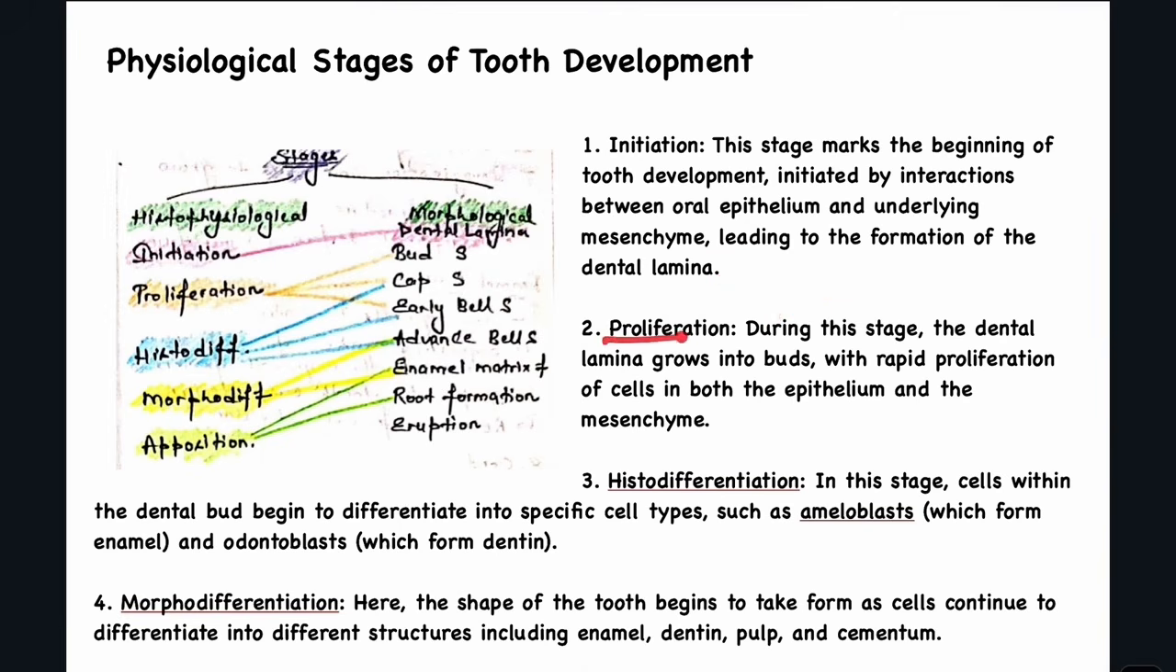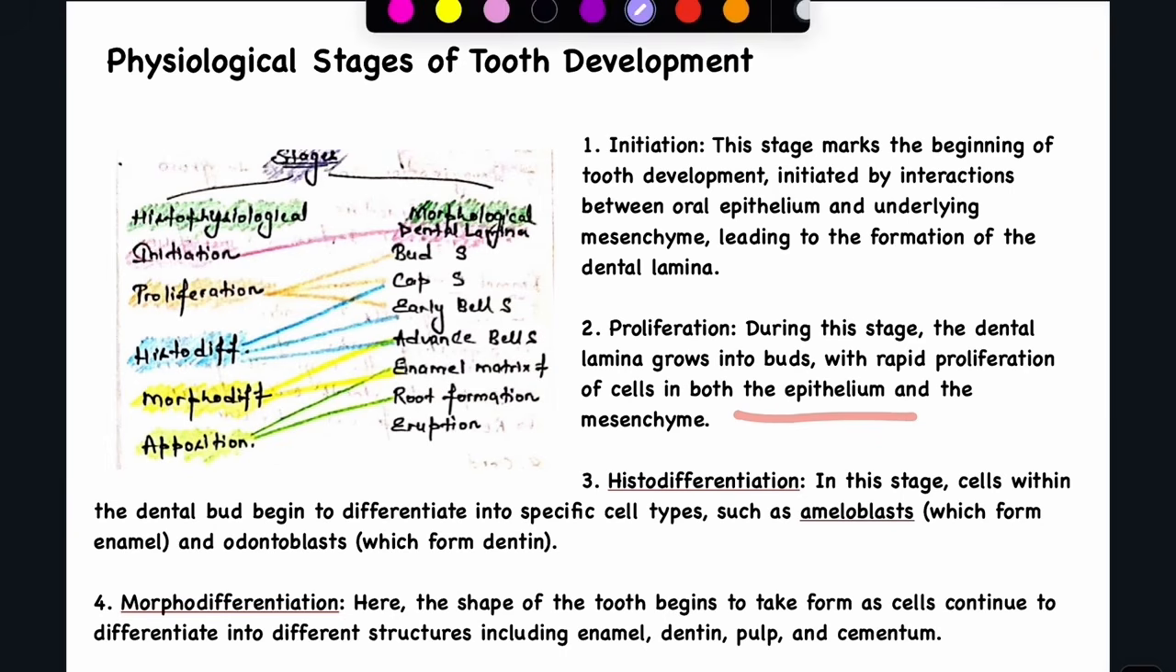Okay, now the second stage is proliferation. During this stage, the dental lamina grows into buds, with rapid proliferation of the epithelium into the mesenchyme. So we saw how we had, I'll just draw the diagram, oral ectoderm, and then we had the mesenchyme, and then this ectoderm proliferated into the mesenchyme. So this is the proliferation stage.